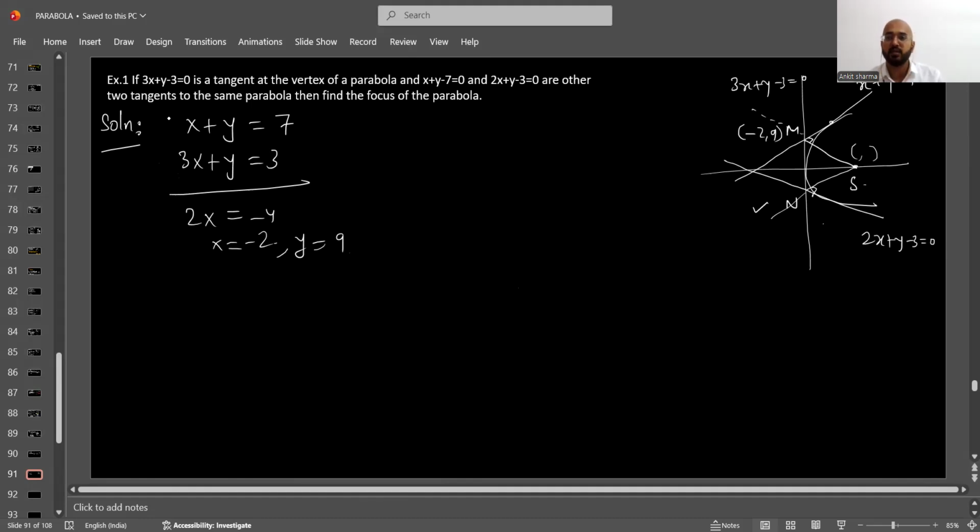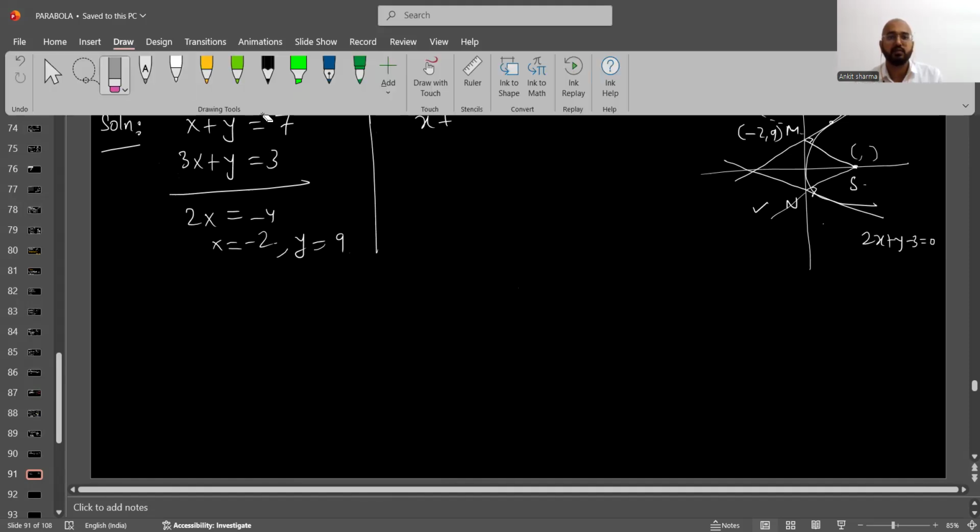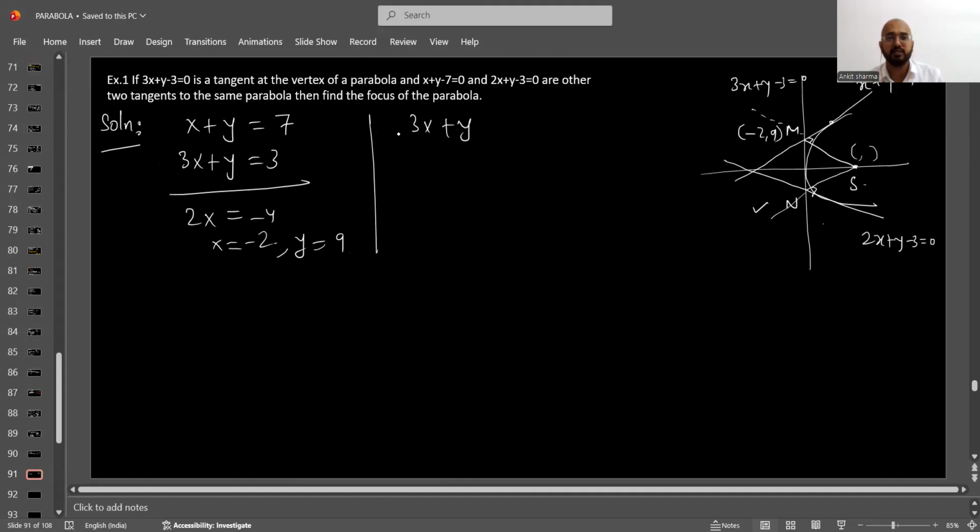I'll also solve the other lines. So 3x plus y is equal to 3, and the other line is 2x plus y is equal to 3. I can solve them together. So I directly get x is equal to 0, and if I put x is equal to 0, I get y is equal to 3. So point N is 0 comma 3.